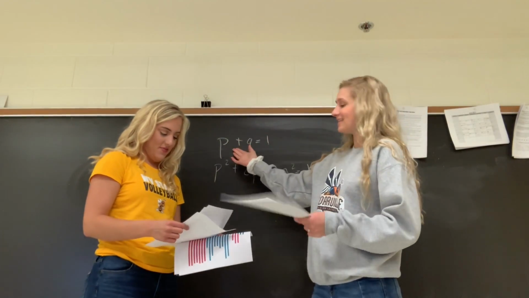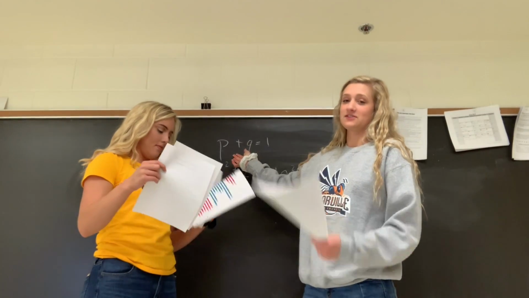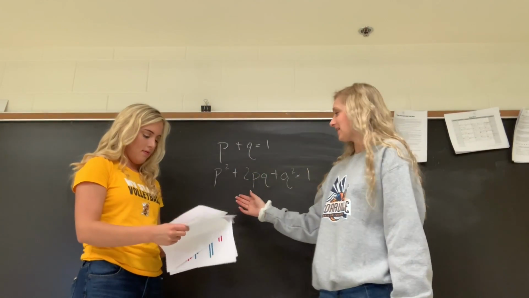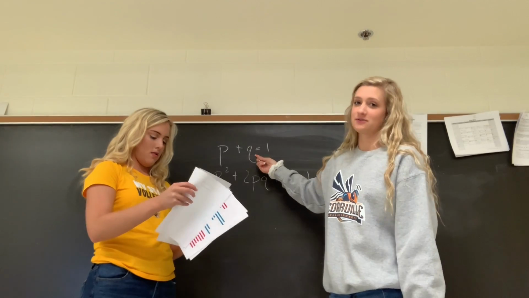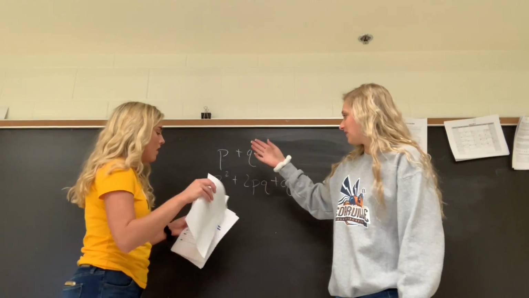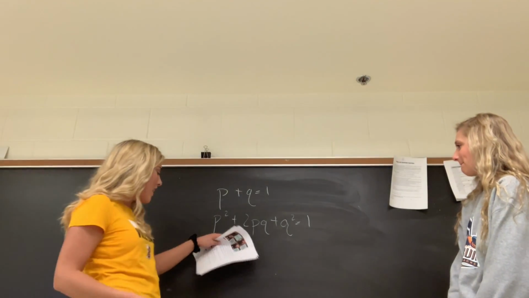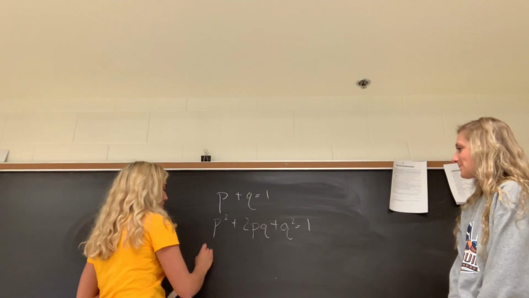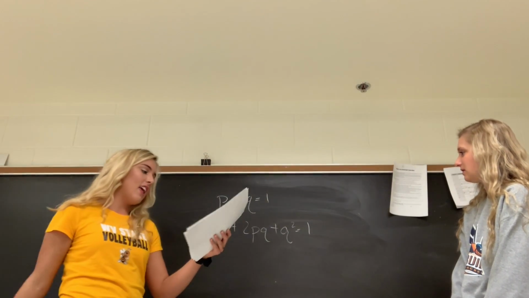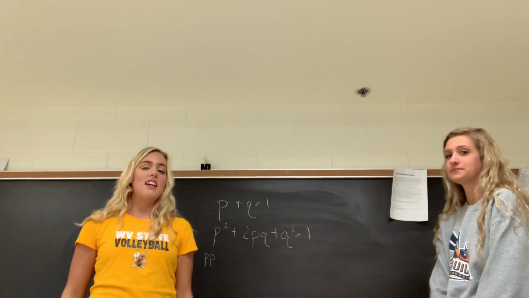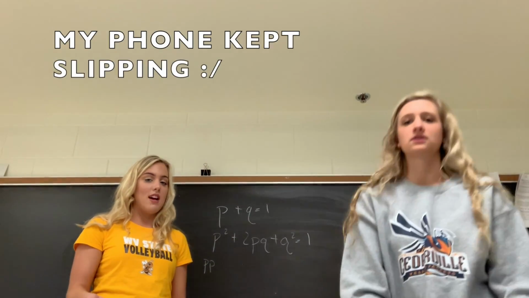So, p in the equation represents the dominant allele frequency, and q represents the recessive allele frequency. So p squared is the homozygous dominant genotype.